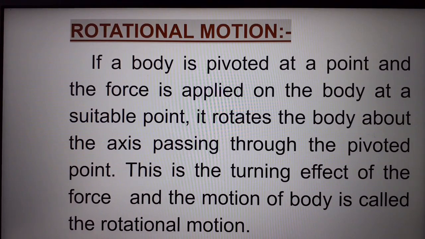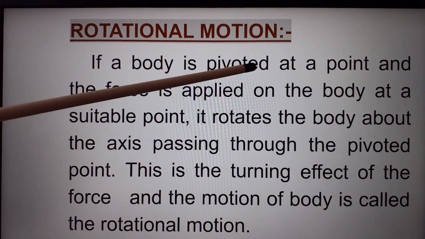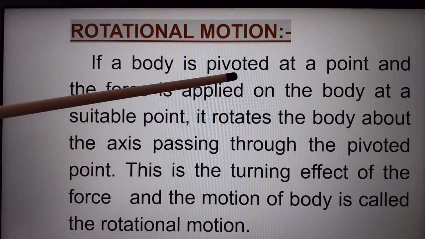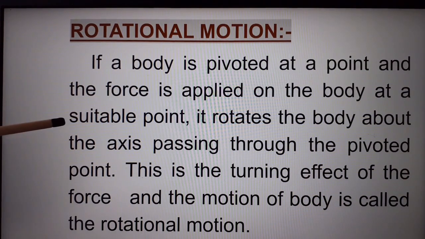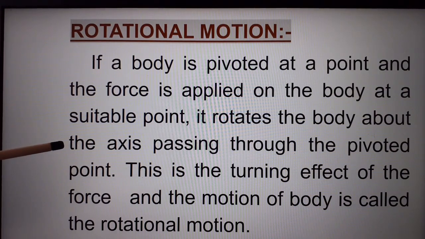Next is rotational motion. If a body is pivoted at a point, right? So the body is fixed at a point and the force is applied on the body at a suitable point. It rotates about the axis passing through the pivoted point. This turning effect of force and the motion of the body is called rotational motion.